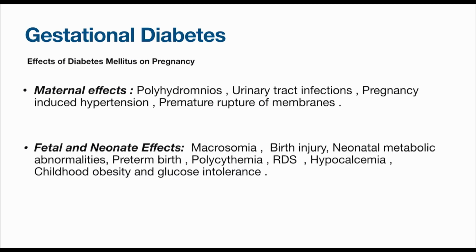Okay, effects of gestational diabetes in the pregnancy. We have maternal effects and fetal effects. For the maternal effects, we have polyhydramnios, urinary tract infection, pregnancy-induced hypertension, which we call preeclampsia, and premature rupture of the membrane. For the fetal and neonatal effects, macrosomia, which is a large baby, more than 4.5 kilograms, and that will affect the baby in a negative way and increase the risk of birth injury.